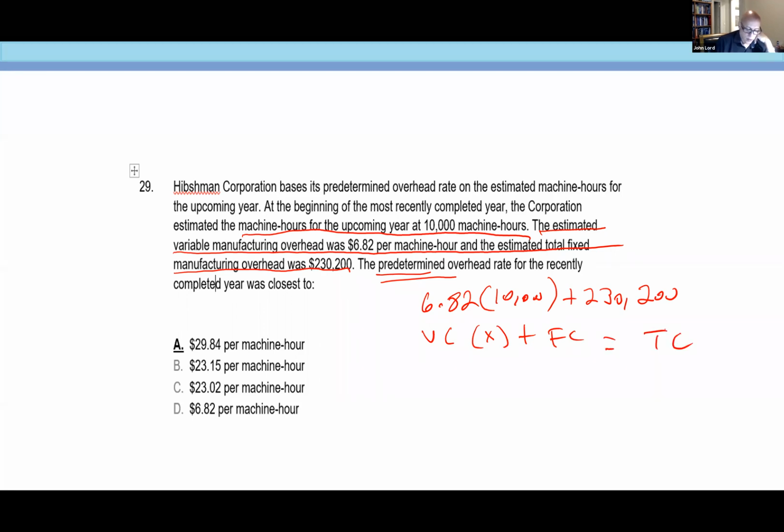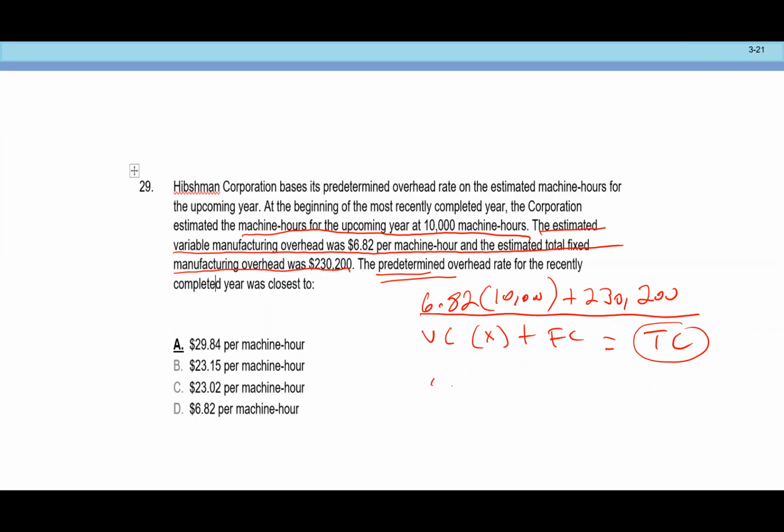So anybody got a total cost number for me here? 298,500. 298,500, you say? Do I have a confirmation on that? Yep. Yes. Okay. And then the question asked me for the predetermined overhead rate. So what do I got to do? Divide by 10,000.